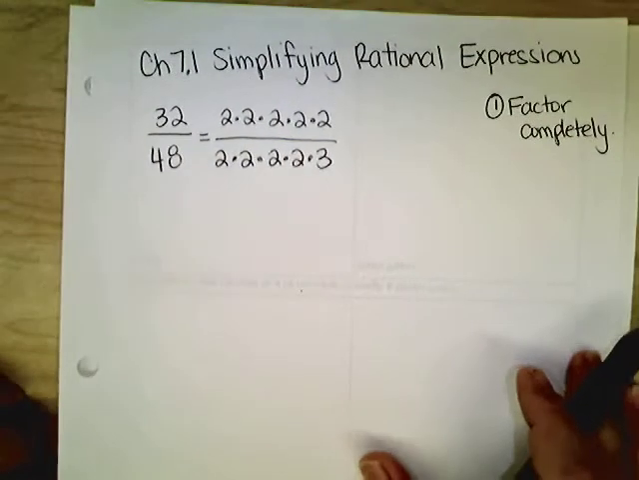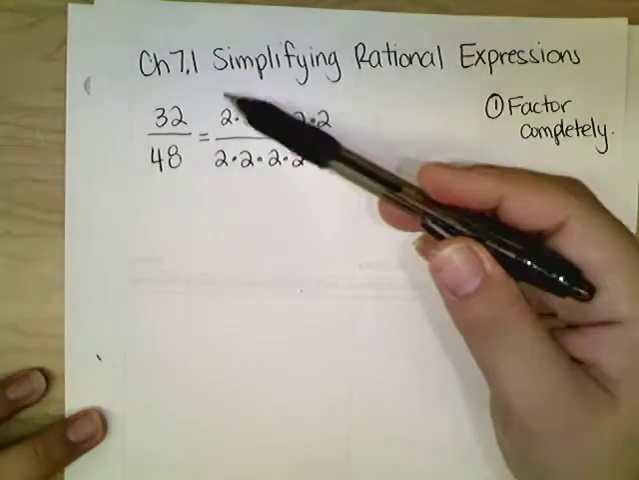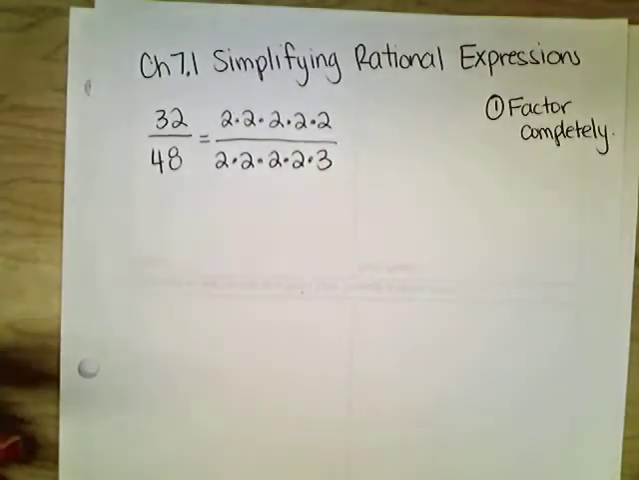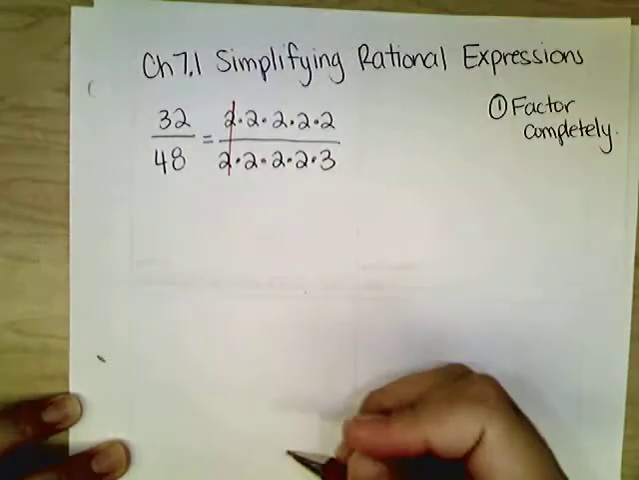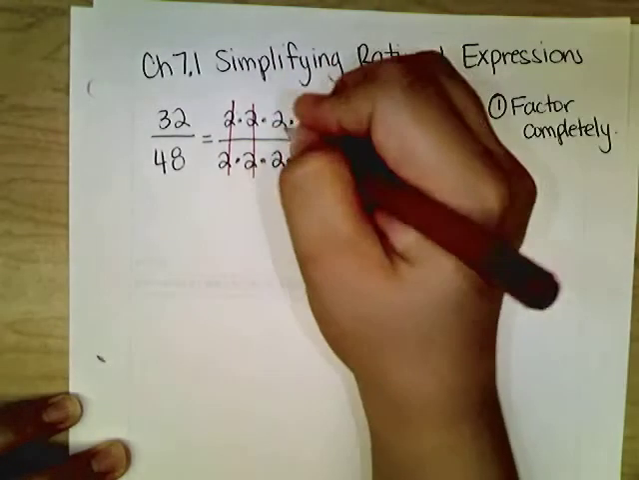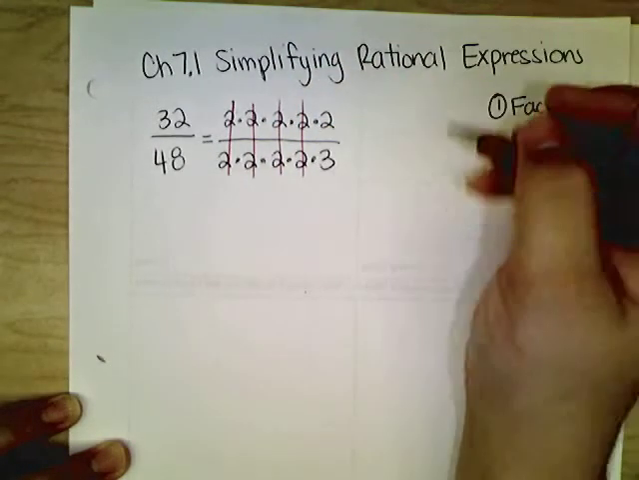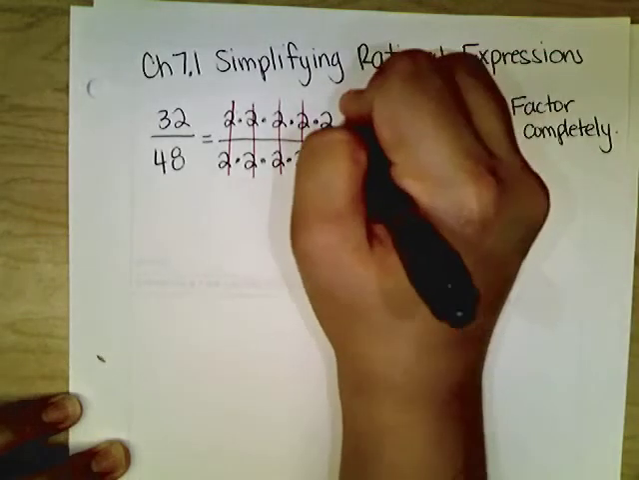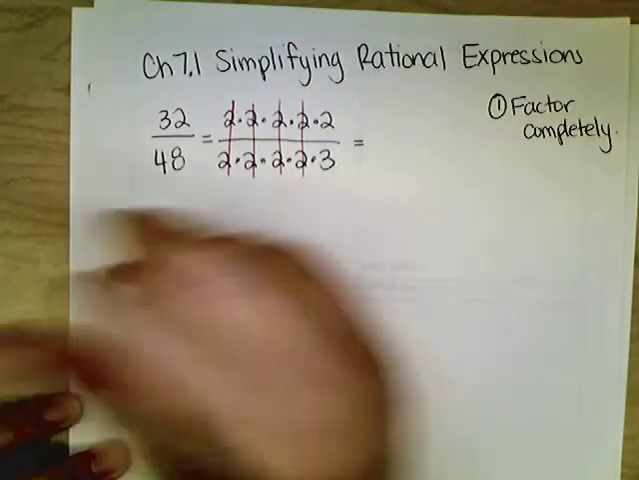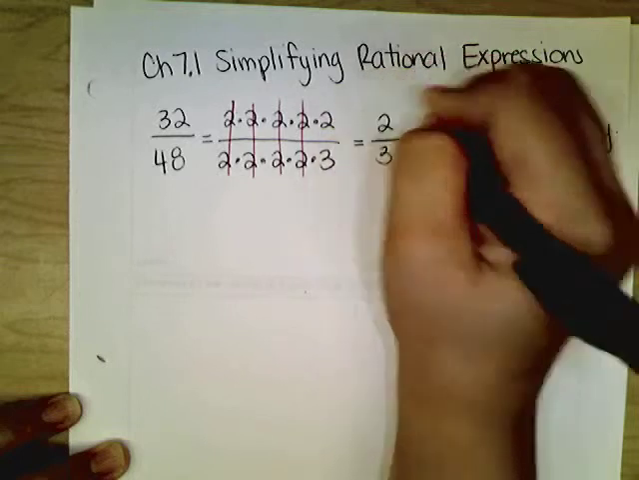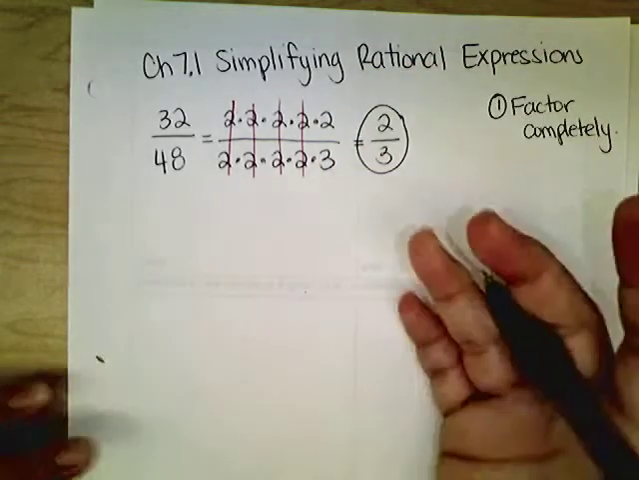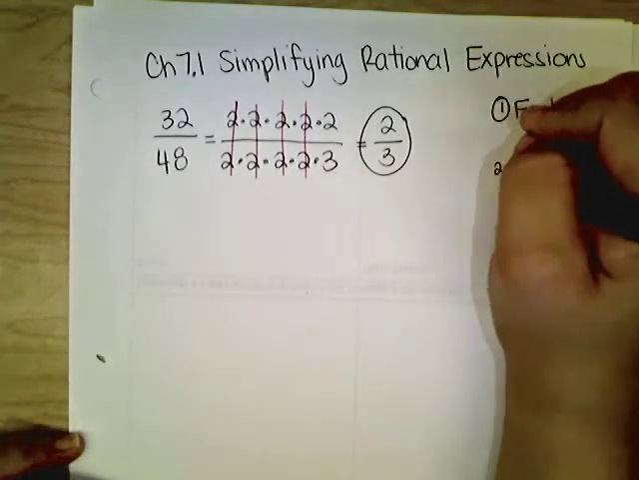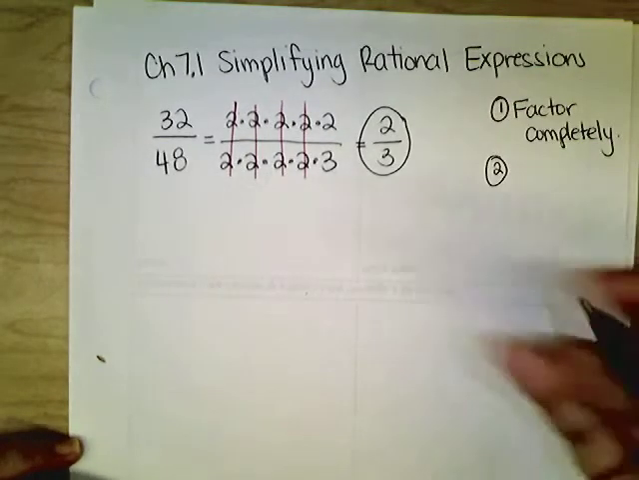Then from here, if we have something that's the same in the numerator and the denominator, an entire factor, then we're able to cancel it out. So we can cancel out the 2's there. We have a 2 left over on the top and a 3 left over on the bottom. So 32 over 48 simplifies to become 2/3. Okay, that's the premise of factoring. We factored it completely, and then our second step was to simplify.